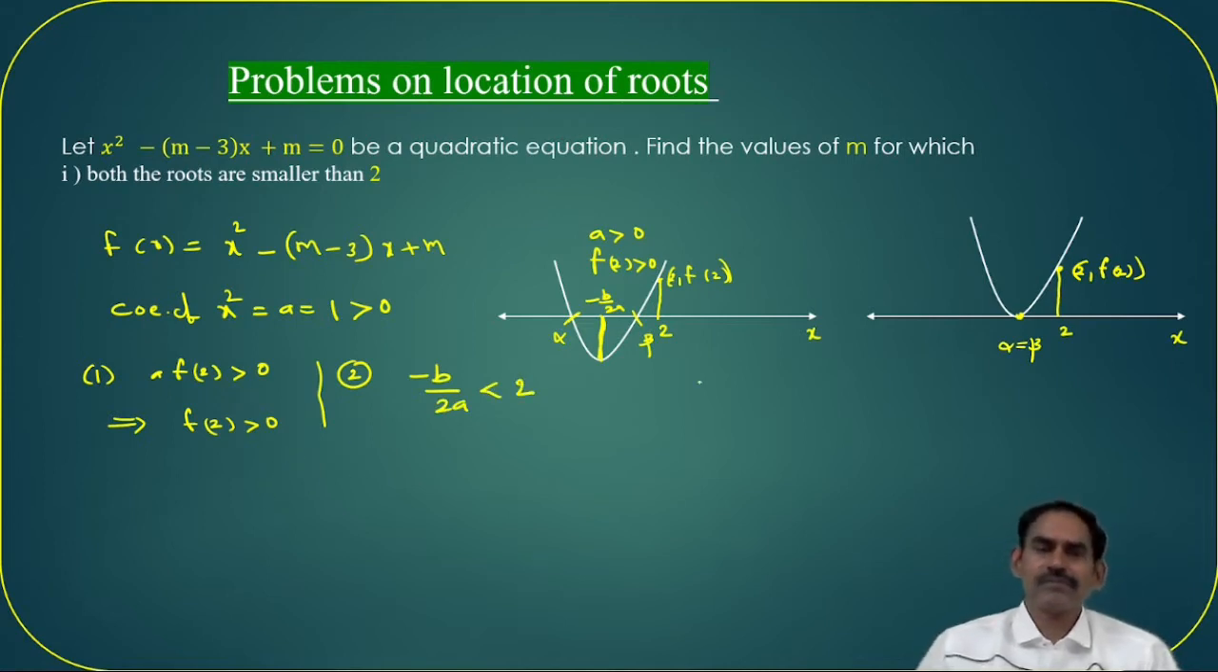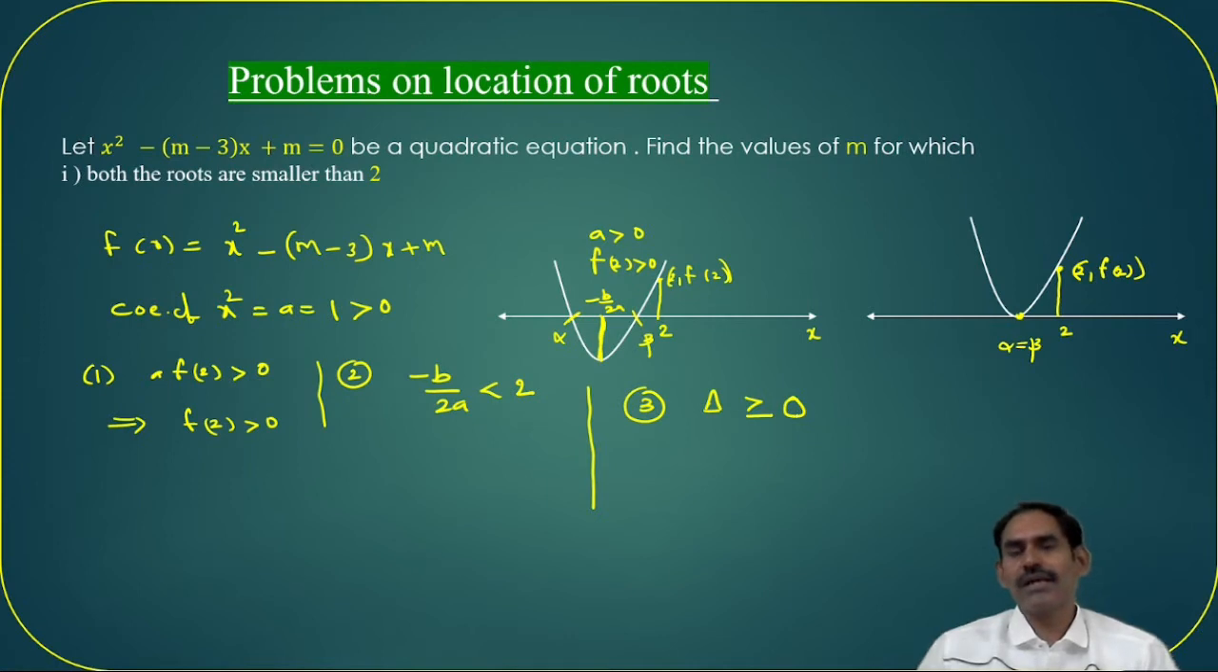And next, what about the roots? Two distinct roots in this case; here the roots are equal. That means the discriminant, this is the third condition, is greater than or equal to 0. Why? Distinct roots, discriminant positive; equal roots, discriminant zero. That's why the discriminant is greater than or equal to 0. Using these three conditions, we can find the set of values of m.